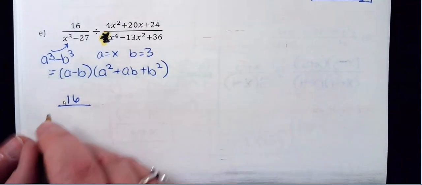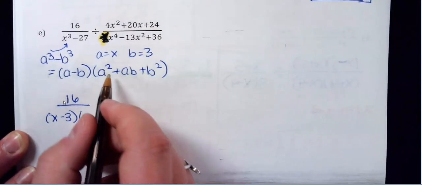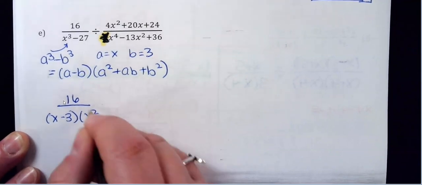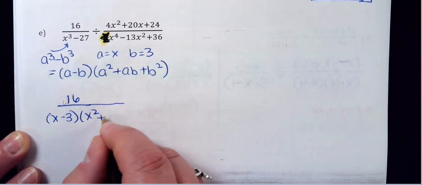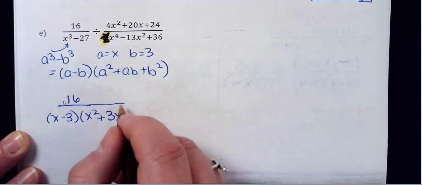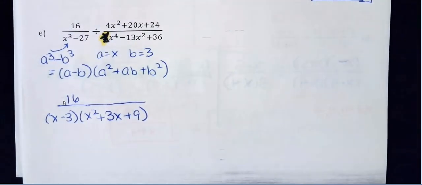All right, so I'm just going to follow that formula. So it'd be x minus 3. Now, a squared would be x squared. A times b would be x times 3, so I'm going to be putting plus 3x. And then b squared would be plus 9. Okay. And we are not going to worry about a restriction on that x squared plus 3x plus 9, because I don't know if you guys remember this, but if you set that equal to 0, the solution is actually imaginary. So don't worry about that.